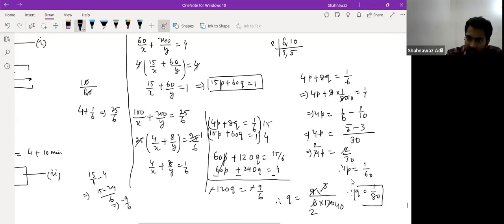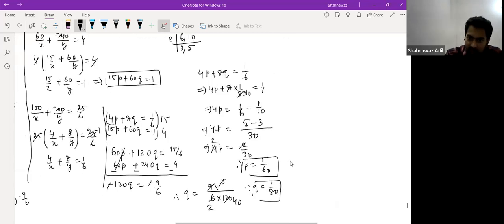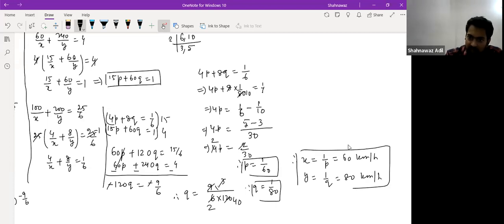Right. So now your X is how much? So your X is 1 by P, which is 60 kilometer per hour. And Y is how much? 1 by Q, so 80 kilometer per hour, right? So X is the speed of the train, and this is the bus. So the speed of the train is faster.